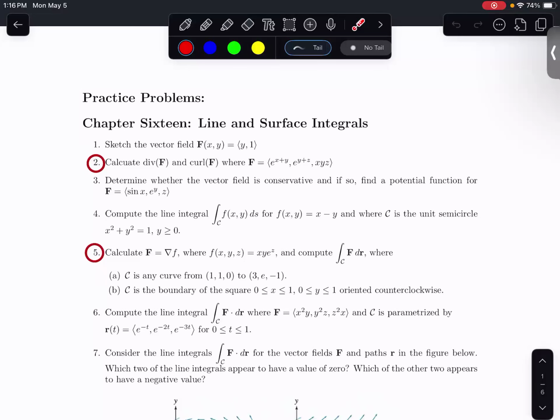So before I just start choosing problems, are there any problems specifically people want me to go through from the exam review?